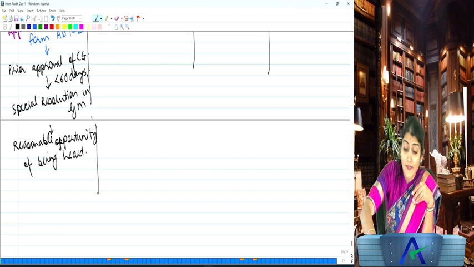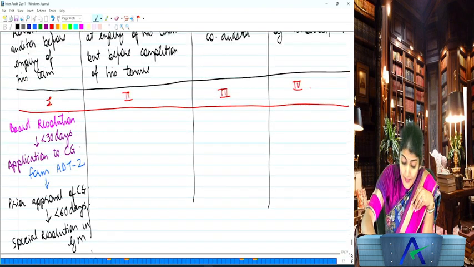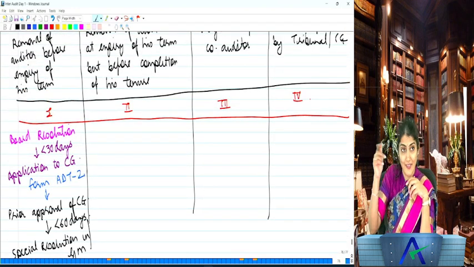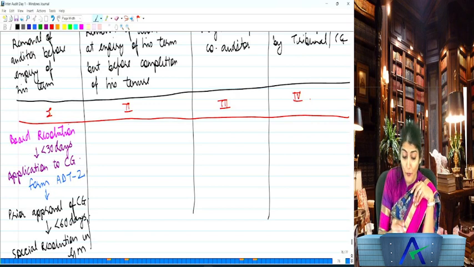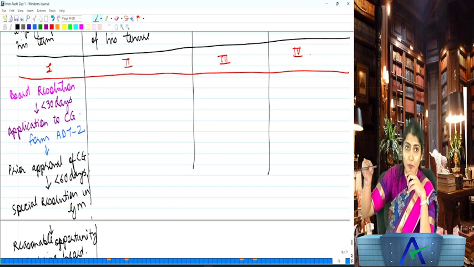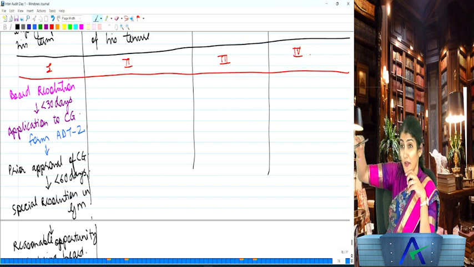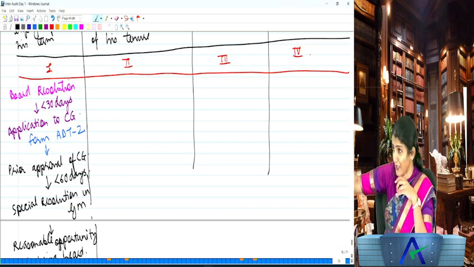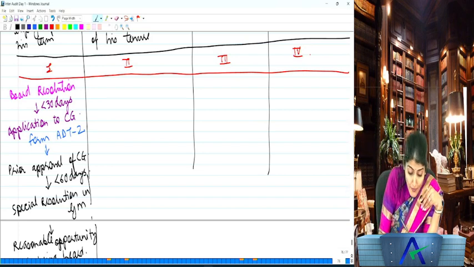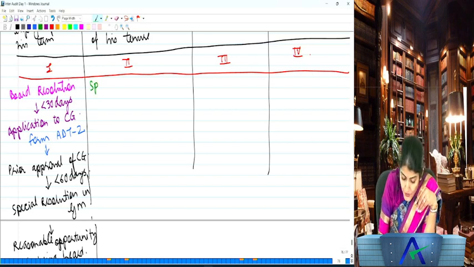Okay, now, next one, removal of the auditor at the AGM. This was removal of auditor at the EGM. Now we are talking about the AGM. At the AGM of the company, you know the shareholders don't want this auditor to continue as an auditor. So what the members need to do is send a special notice to the company. A special notice is to be given by the members to the company.